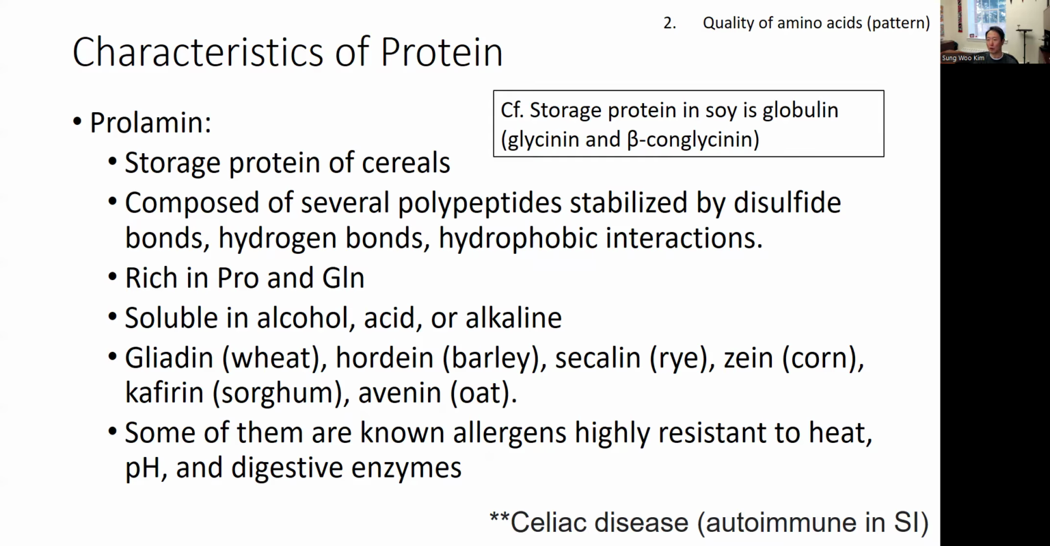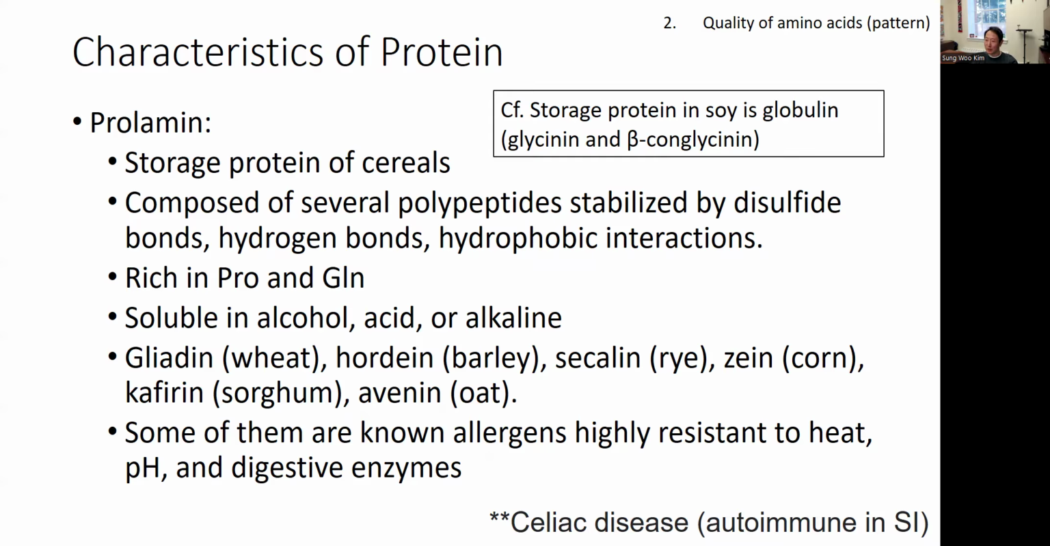So two polypeptides can be connected to make a very condensed structure. So water cannot get in. So it's usually hydrophobic. That means the solubility will be low. So prolamine has poor digestibility. Protein should be soluble in water to be digested. So it's a poor digestibility. So the quality is low.